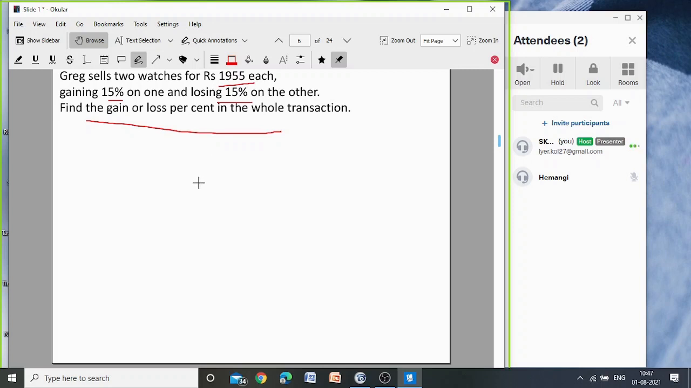So if the selling price is the same, one watch will be more costly, there you are selling at a loss, and one will be very cheap or less costly, there you are getting the gain. This one is very costly, so you get a loss, and this is less costly, so you get a gain. The selling price is somewhere in between for both.